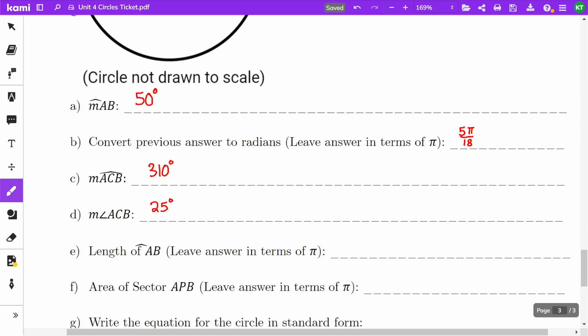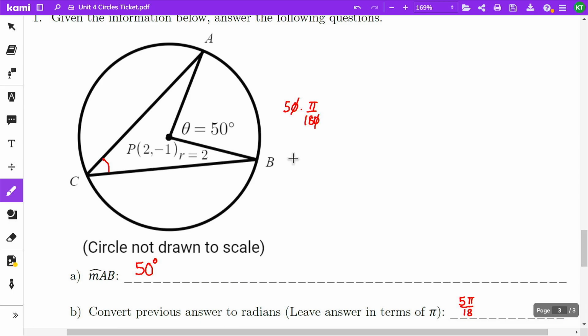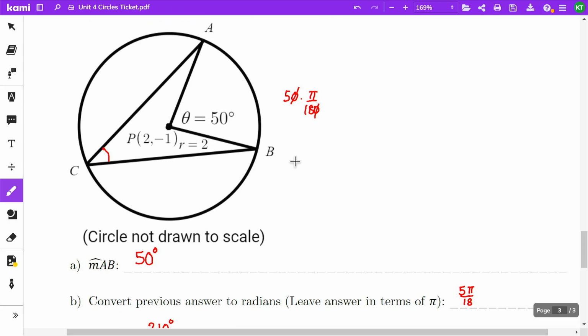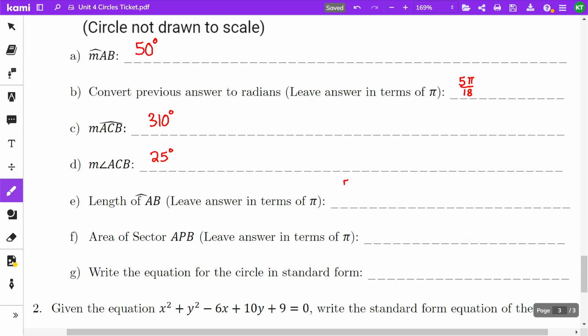And now we're going to do length of AB, and then just like in the previous one, we're going to do this in terms of radians. So that means we're going to have r theta, r is 2, and theta is 5 pi over 18. And so I can simplify that down because 2 and 18, if I divide both of them by 2, that would be 5 pi over 9. So that will be my length of my arc, 5 pi over 9.